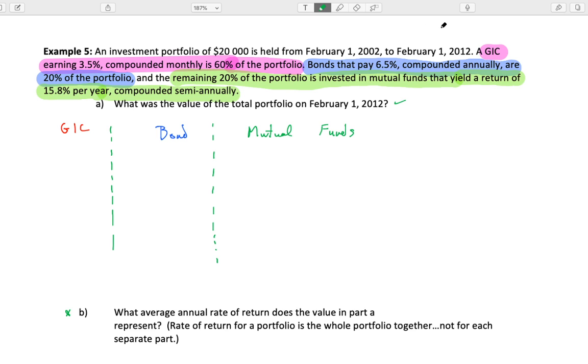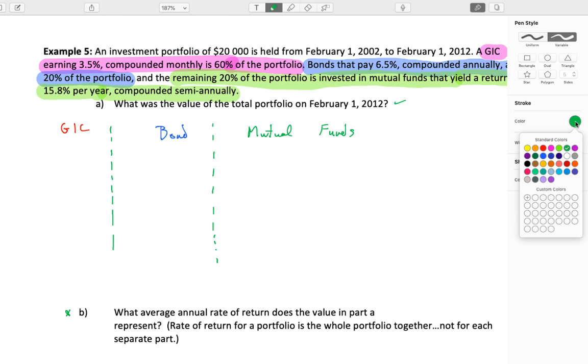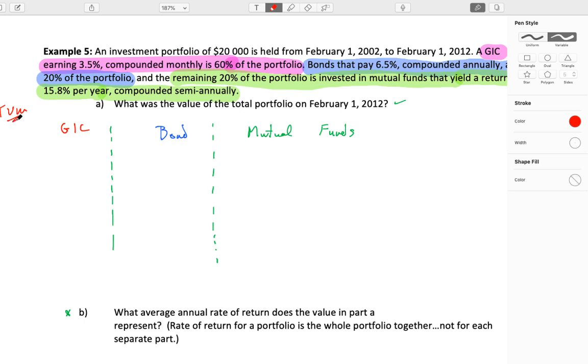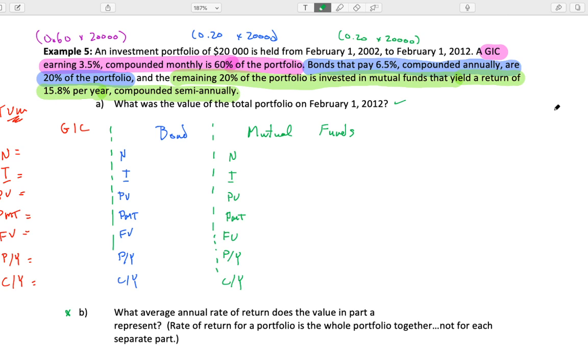I'm just going to start with the GIC. What's a really good place to start for each of these columns? Well, for each of these, I'm going to be using my calculator, the time value of money solver. So I'm going to take the time and write all my variable lists before we start. It took quite a bit of time, so I broke up my GIC, bonds, and mutual funds, and wrote down my variable list for each.